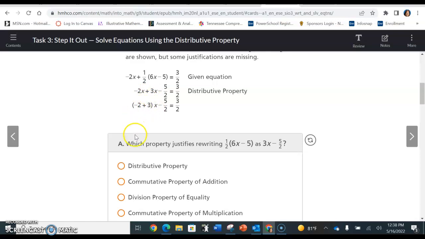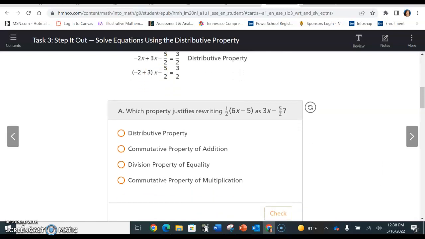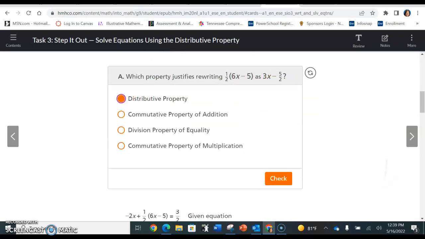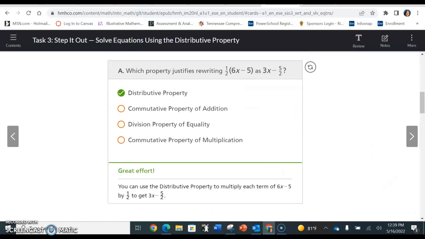So for this property here, all they did was factor out the x. All right, so it says which property justifies rewriting 1/2 times 6x minus 5 as 3x minus 5/2. Again, half of 6x is 3x, and half of negative 5 is negative 5 halves. So that was distributive property in order to get rid of the parentheses.